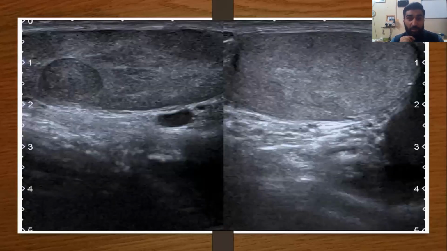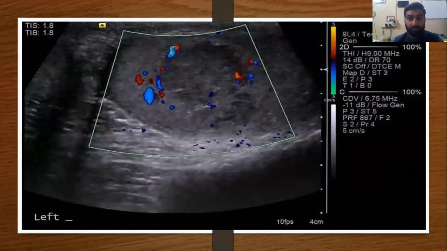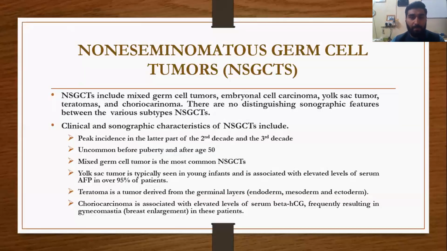Similarly, in image A, you can see a hyperechoic focal rounded lesion. On color Doppler, there is increased peripheral vascularity. It varies, whether it's a typical or atypical seminoma, they can have increased, moderate, or low vascularity.